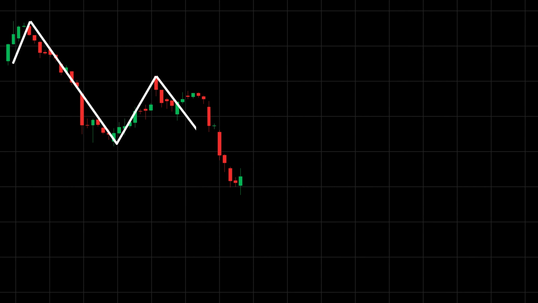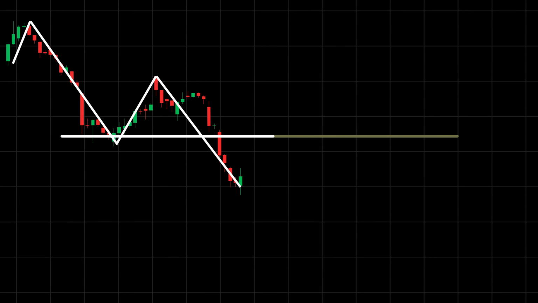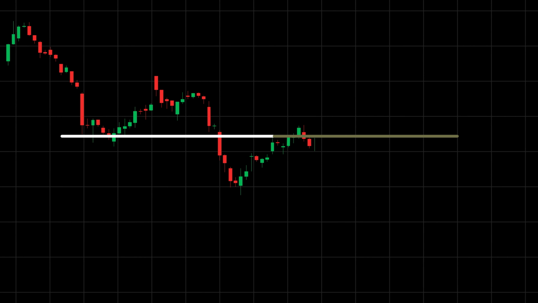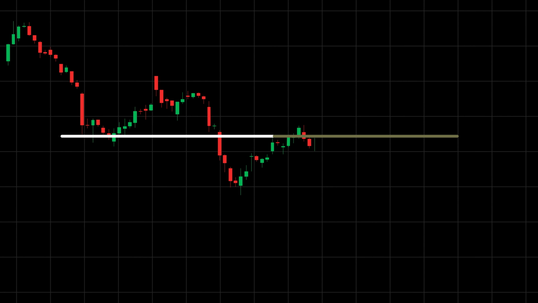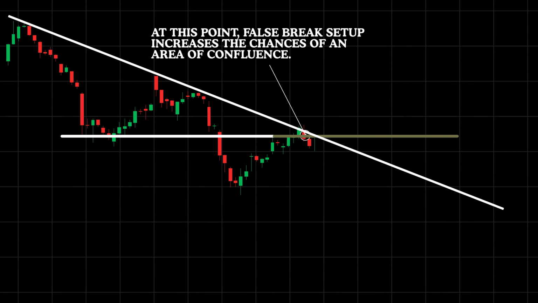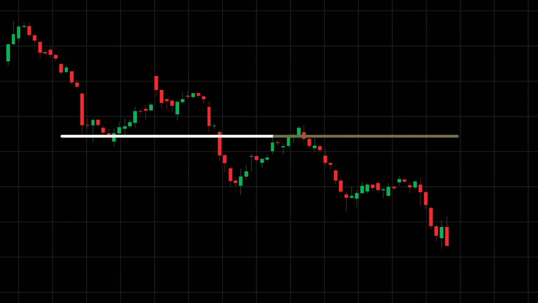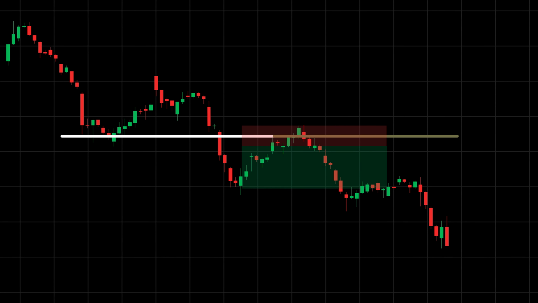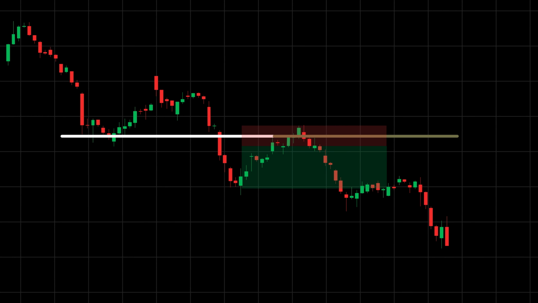Here, the market is in a downtrend, and we have a key level that can serve as resistance. The price moves toward this level and breaks it, but within the next few sessions, it falls back below this level, indicating a false break setup. At the opening of the next candle, we can enter a short trade and place our stop loss here. Profits can be booked somewhere around this point. Alright, those are our two strategies.